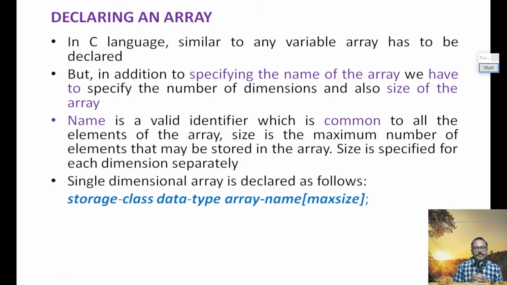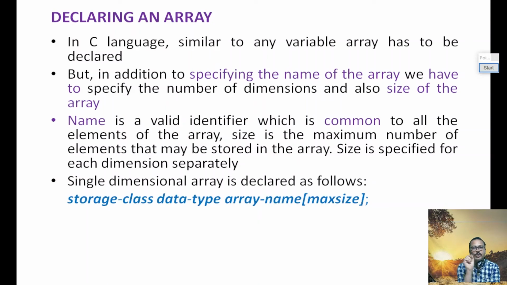Declaring an array. In C language, similar to any variable, an array has to be declared. You all know that in C language, declaration is mandatory. Even if you use variables, you have to declare them. If you don't declare, the compiler is going to generate an error message. Similar is the case with arrays also. If you want to use arrays, then declare them.